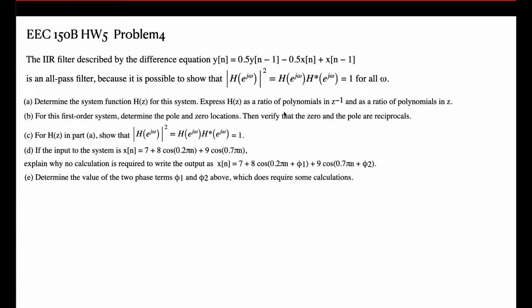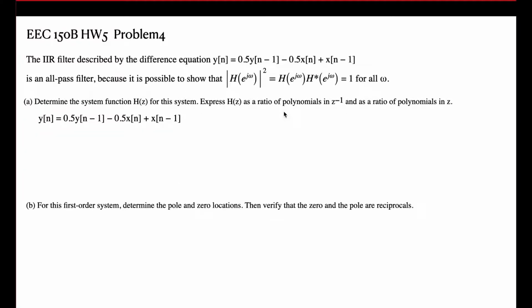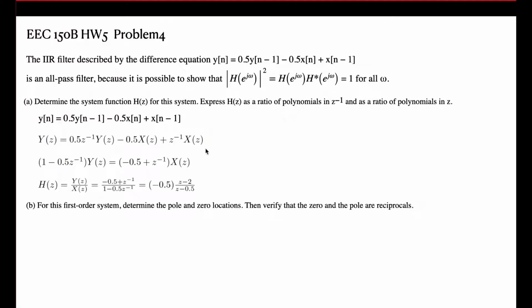In part A, we want to determine the system function H(z). For this system, we are going to express H(z) in two forms. So now you have the difference equation in the time domain. It will be pretty straightforward to write down the difference equation in the z domain like this. Then you can find the relationship between X(z) and Y(z). And finally, you can write down the transfer function H(z) like this.